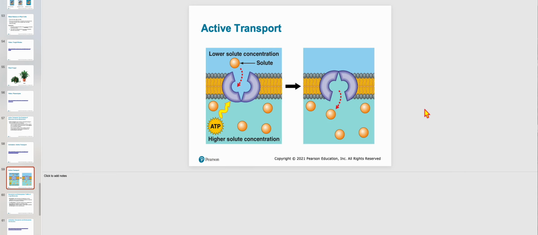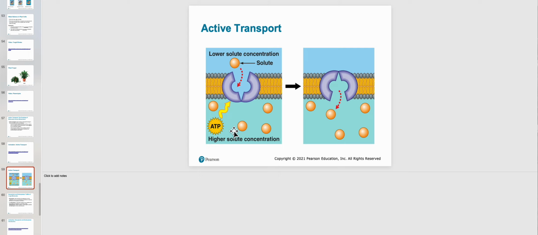And here's a picture for that. So let's say we want to move something against the gradient. Notice there are more marbles inside and only one marble outside. So in this case, we're going from low to high. And in order to go against the gradient, we're going to need ATP. Now, if you remember from our previous information, ATP has the energy stored in the phosphate group. Not shown in this picture, but it's implied. So that ATP has that phosphate group.